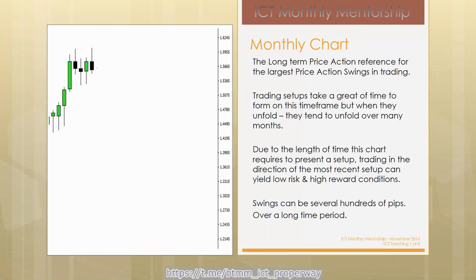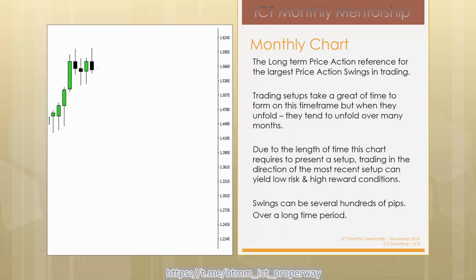All right, so let's take a look at a monthly chart, okay? The monthly chart, its premise or its influence in your analysis is it's the long-term price action reference for the largest price action swings in trading. Now, trading setups that take a great deal of time like this, they form in a time frame that most people can't bring themselves to trade. But when they unfold, these setups that you see in the monthly chart, they tend to unfold over a period of many months. They don't just happen like little blips on a 5-minute or 1-minute chart. They just go on and on and on.